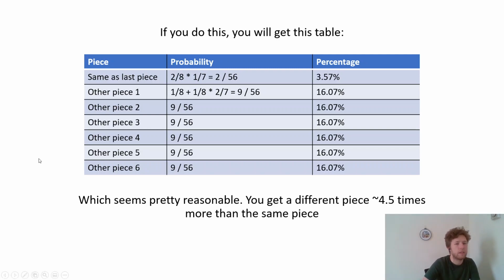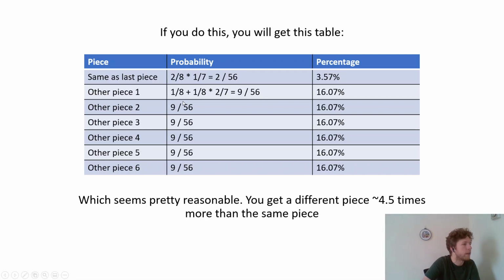So this is the table that you would expect to get. To get the exact same piece as last time, you need to roll an 8 or the same value as your last piece on your 8-sided die. So that happens 2 out of 8 times, and then to get the same as the last piece, you're rolling a 7-sided die and you just need to get your exact piece. So that happens 2 in 56 times, and so the percentage comes out as 3.57. Any other piece, you have a 1/8 chance of just rolling that straight away.